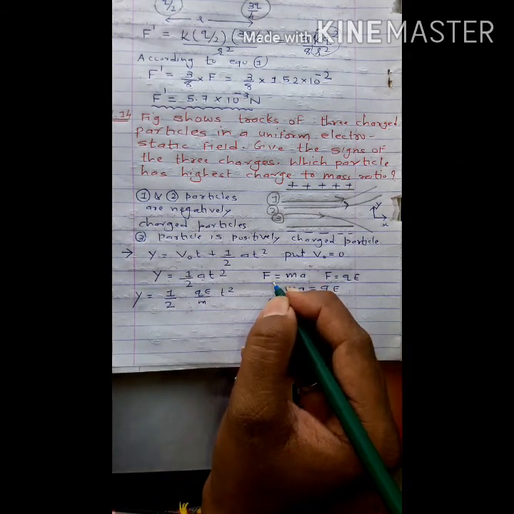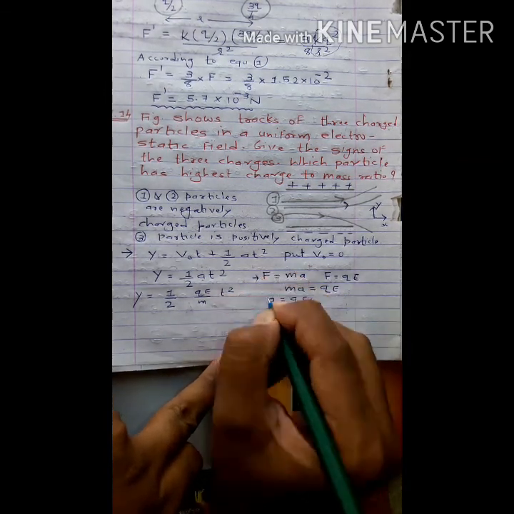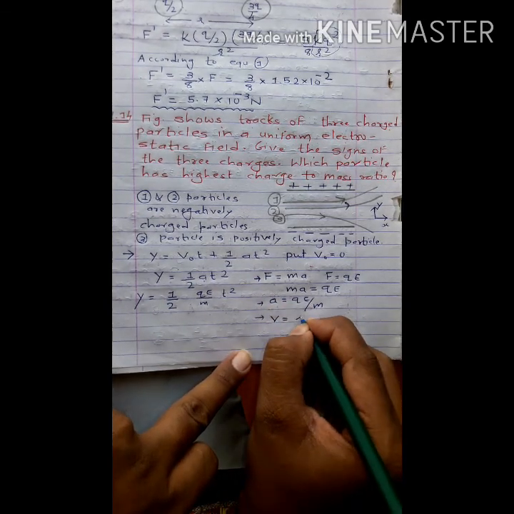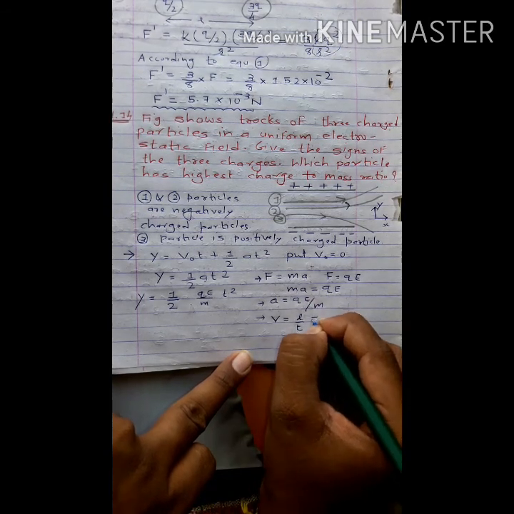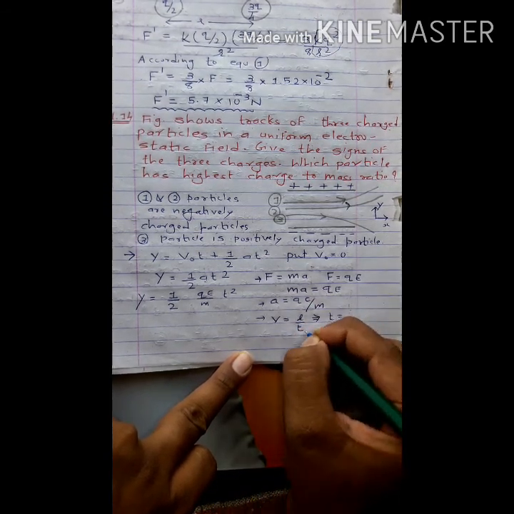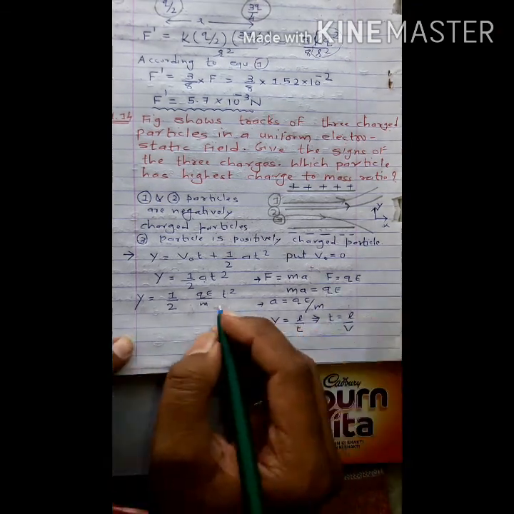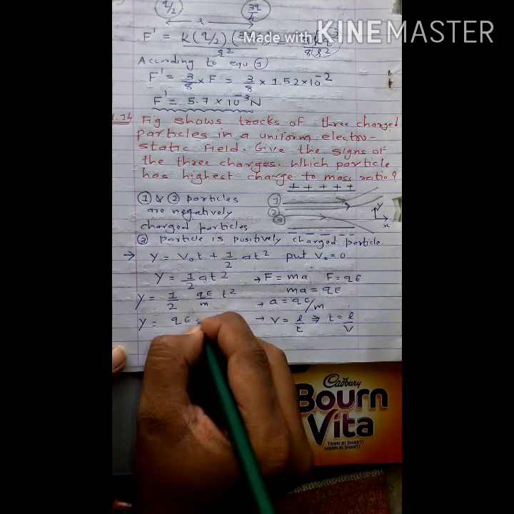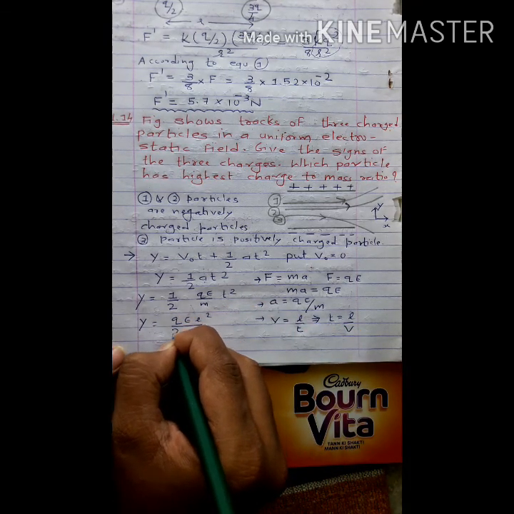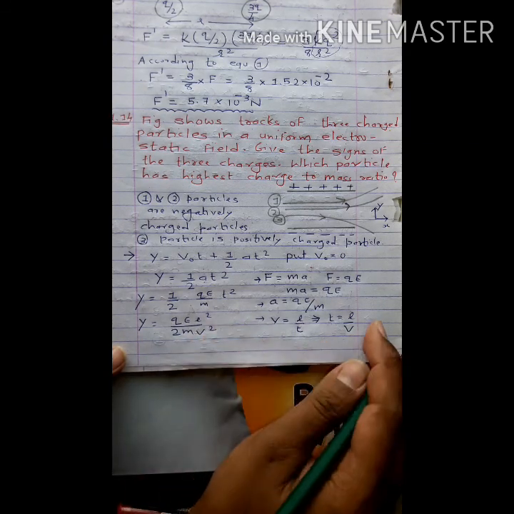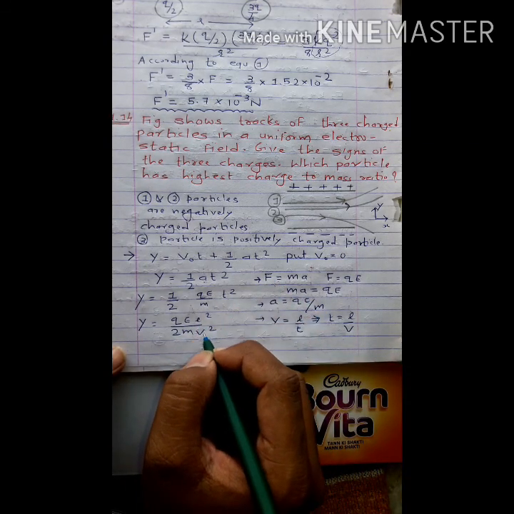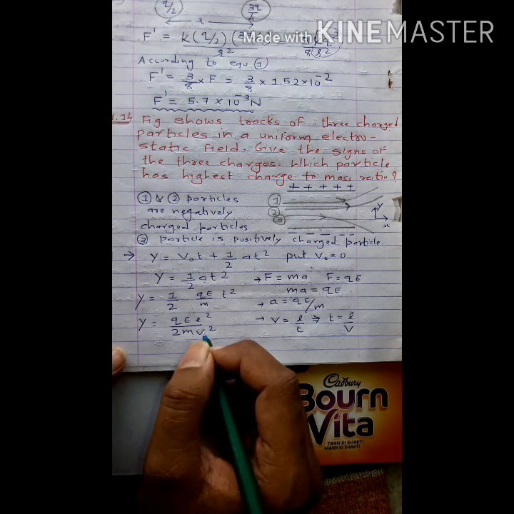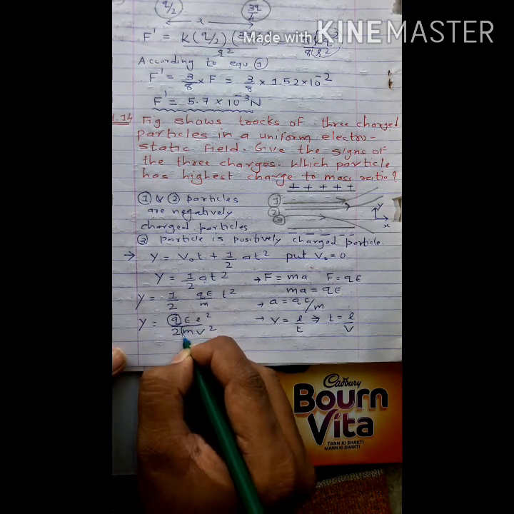Now here we will use the equation of time also. According to the equation of velocity, velocity is equal to distance, suppose length L, upon time t. Therefore time t is equal to L upon v. So our equation becomes y is equal to QE t square, means L square divided by 2m v square. L is constant, and we consider velocity as constant, so we will compare only Q upon m.